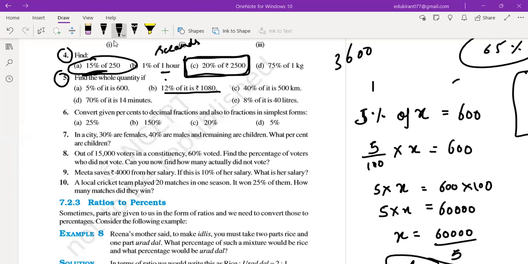Ma'am, I'm done. Okay, so let's discuss the answers. C, D, and E. C1, what did you get? 125. Yes. Next. X equals 20. Yes. Next. 500. Yes. For the C1, I'm doing it here, have a look. Let me just erase it.